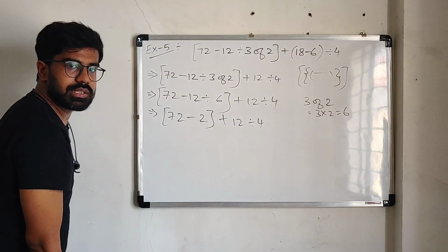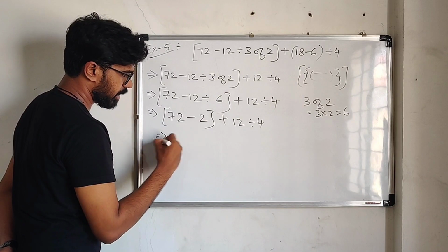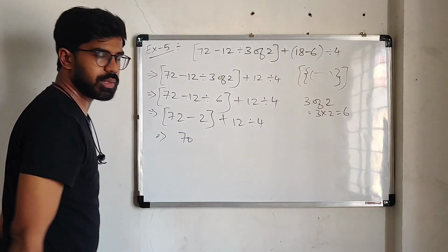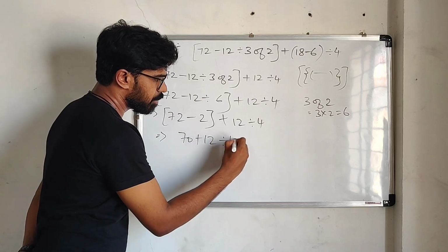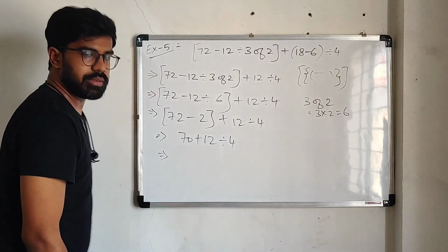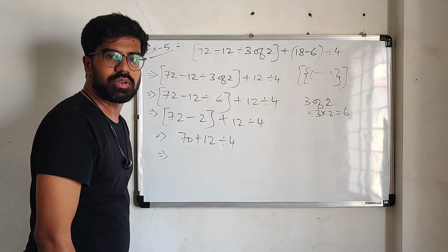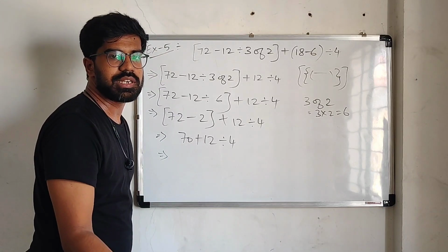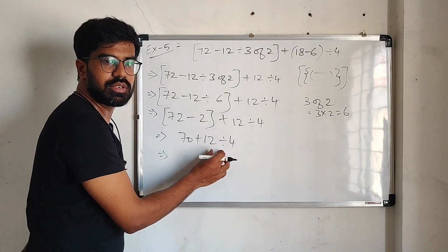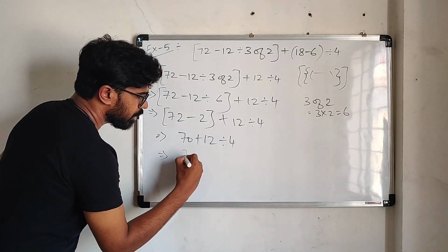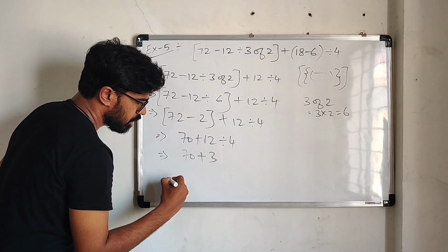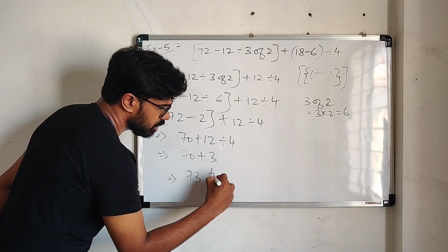What is 72 minus 2? That is 70. So I will be writing 70 over here. Now there are no brackets because we got the answer. Plus 12 divided by 4. Now what you will be doing? According to BODMAS, brackets are gone. After brackets what? Off. Then after that division. So we have division over here. 12 divided by 4. What is 12 divided by 4? 4 3s are 12. So I'll be writing 70 plus 3 and the answer is 73.